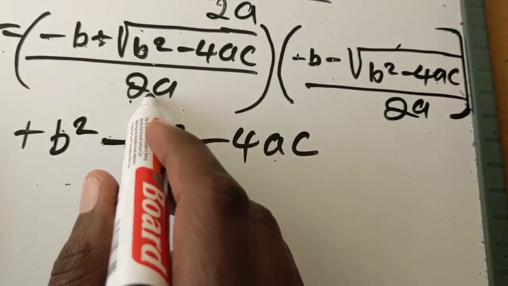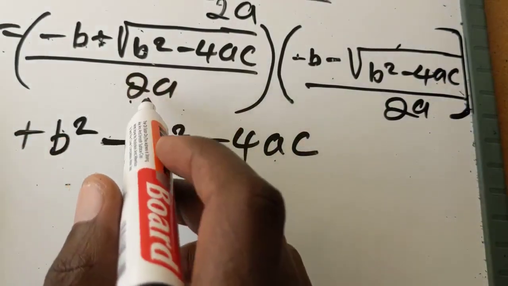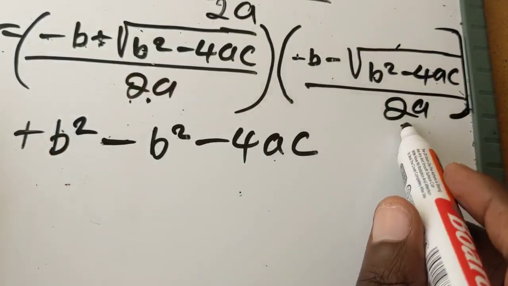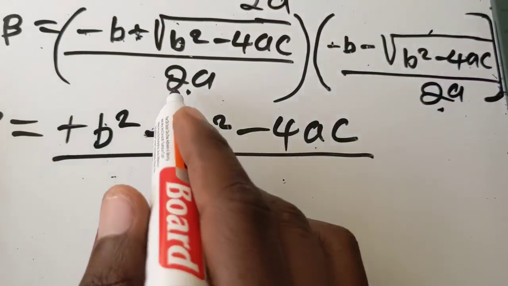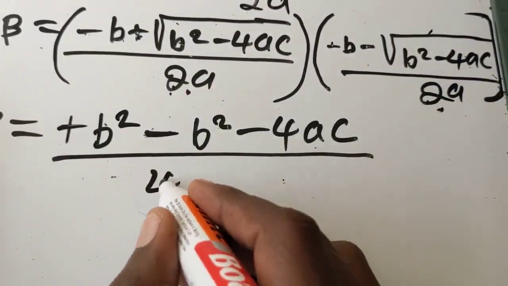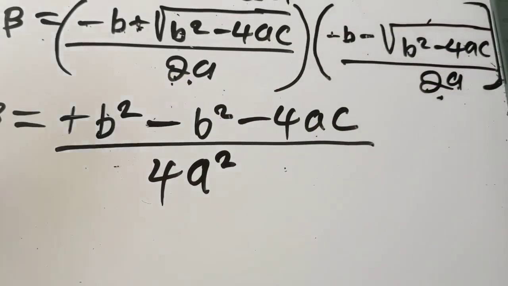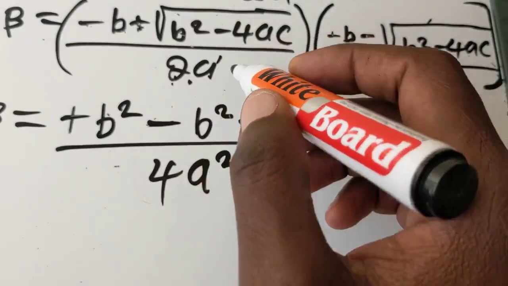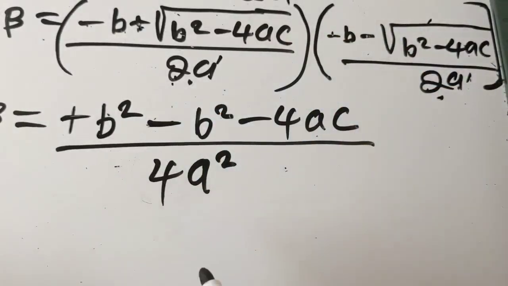So don't forget, here we are supposed to multiply. I hope you've understood. So what has remained is this one. We are multiplying 2a times 2a. So what is 2a times 2a? 2 times 2 is 4. Then a times a is a squared. If you are multiplying the same letters, then you add the powers: this one is power 1, this one is power 1, so we add the powers when multiplying the same letters.